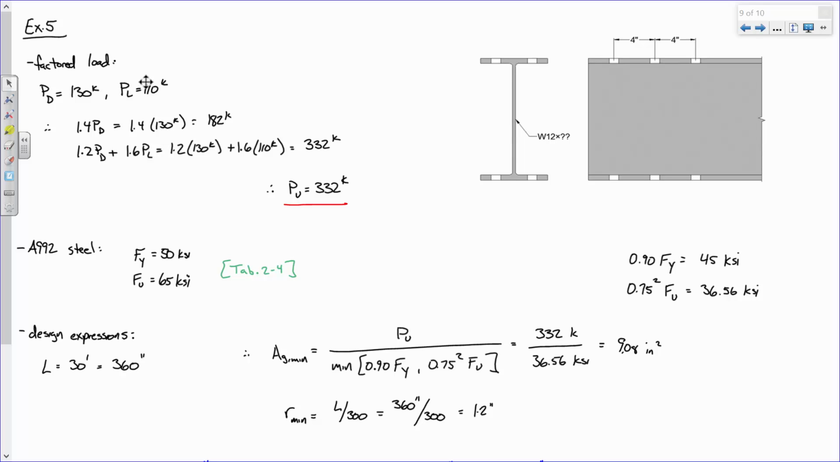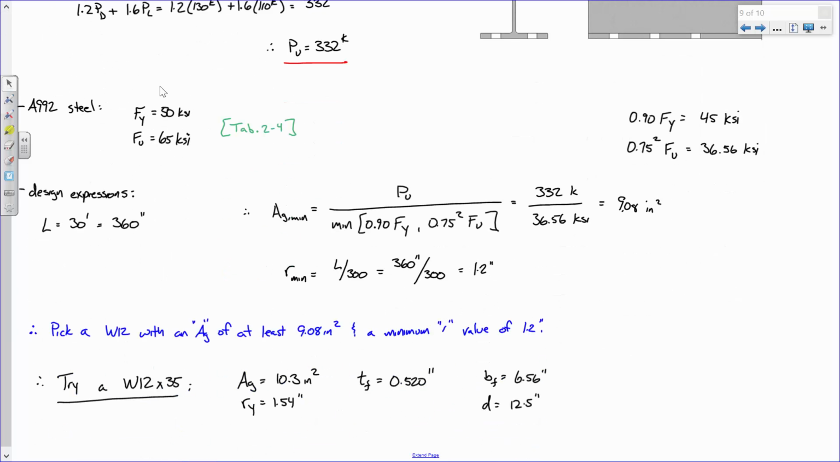Now, the only thing I'll say is that, remember, when you're talking about the radius of gyration, make sure you're looking up the right one. For a W shape, it's ry. For an angle, it's rz. For a T shape, it might be rx. So just make sure that you're using the right one. And so what we did is we picked one, and we ended up coming up with a W12 by 35, but that's a trial shape.